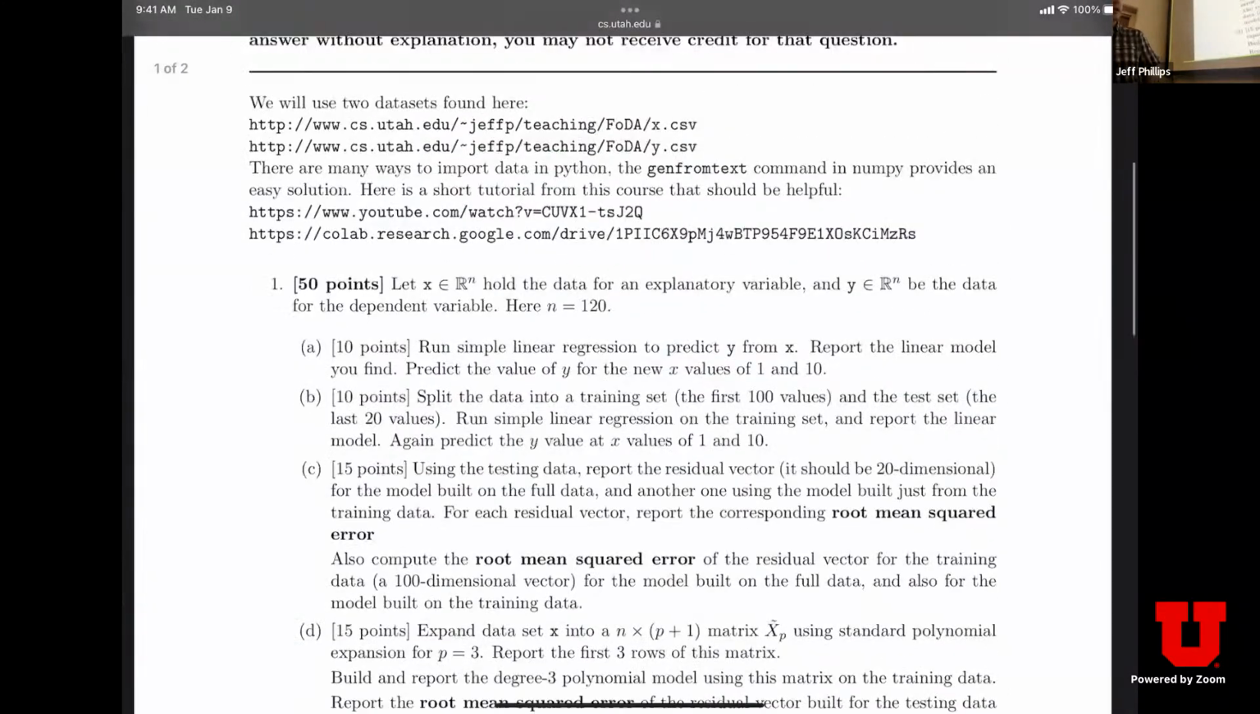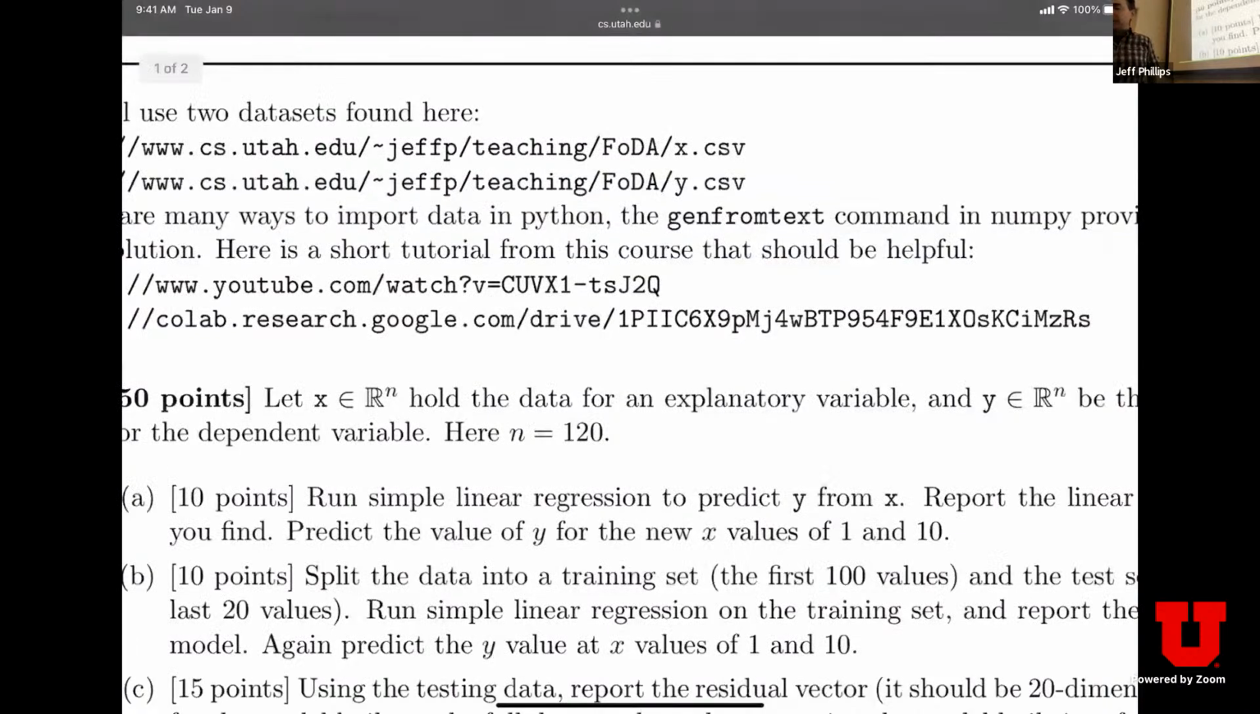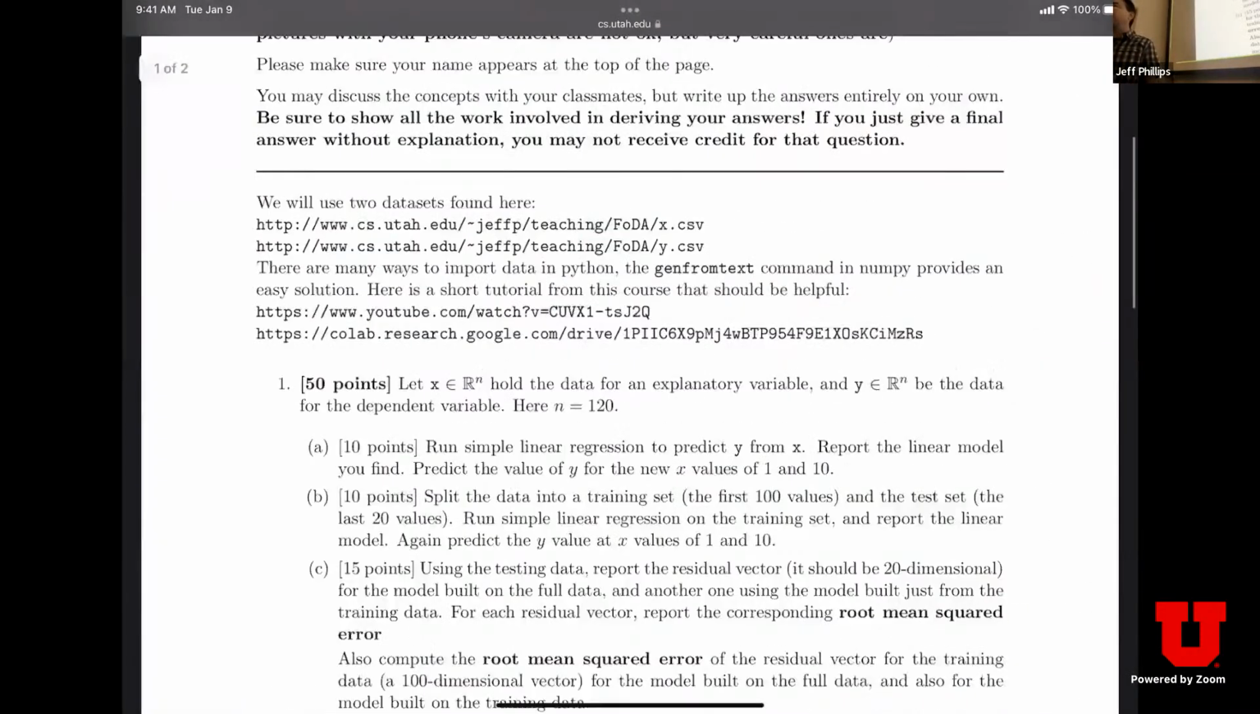Another thing I'll mention: question 1 involves some data sets. These are pretty simple data sets, like the ones we've looked at in class, but slightly larger. They're available on the links up here. I've not gone through how to load data into Python in class.